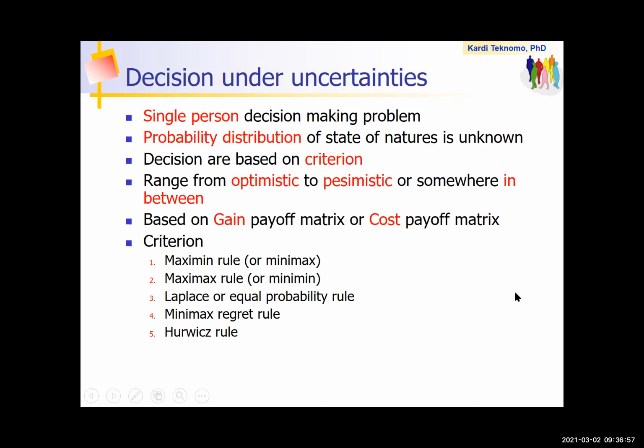Okay, so here is a comparison. First, we have decision under uncertainty. What is decision under uncertainty? It is a single person decision-making problem. The probability distribution of the state of nature is unknown. Note that the probability distribution here is of the state of nature, not the alternative. Next, the decision is based on a criterion, and there is a range from pessimistic to optimistic or somewhere in between, and it can be based on gain payoff or cost payoff.